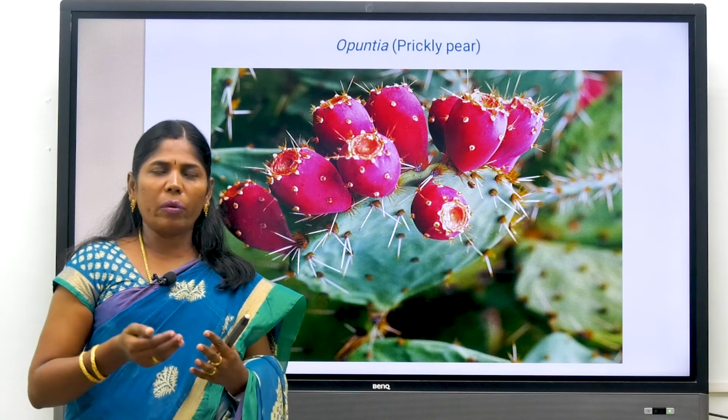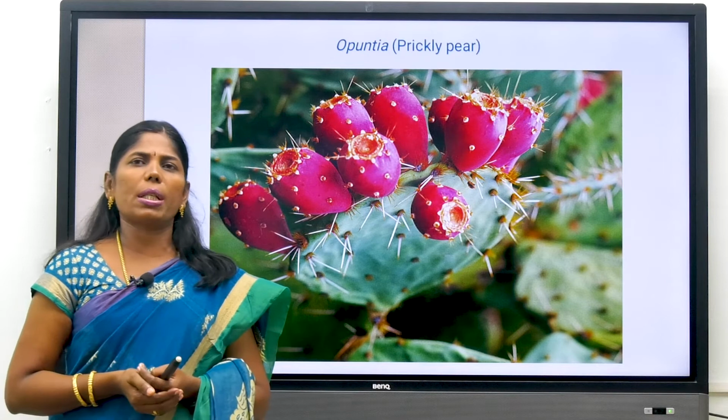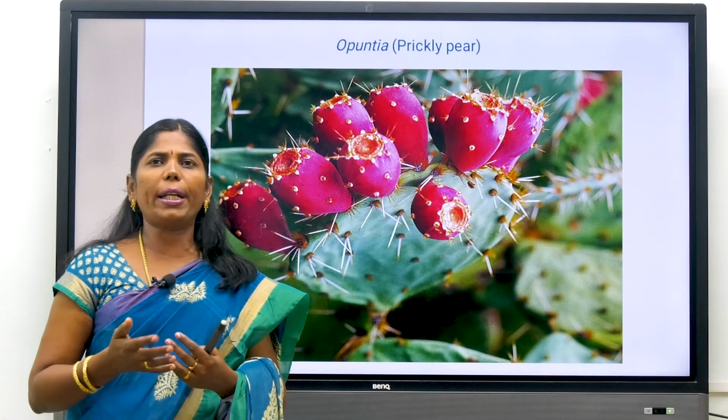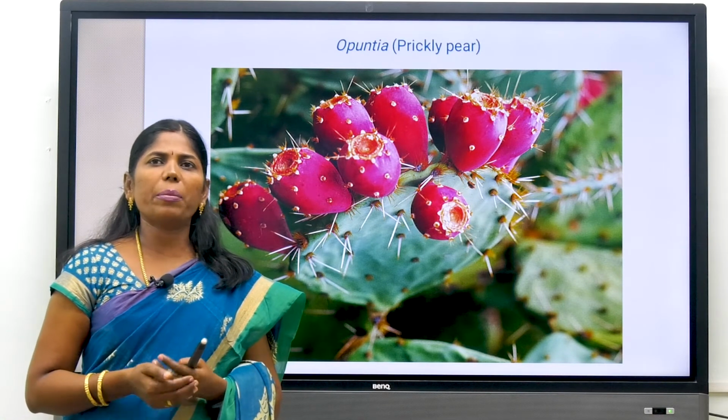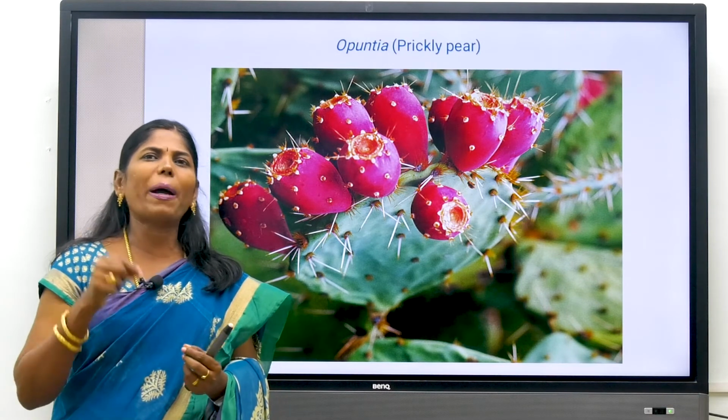Okay, so why is the modification necessary? They live in dry conditions, xeric conditions; these are xerophytic plants. They want to escape from transpiration. Because of that, the leaves are modified into spine-like structures.